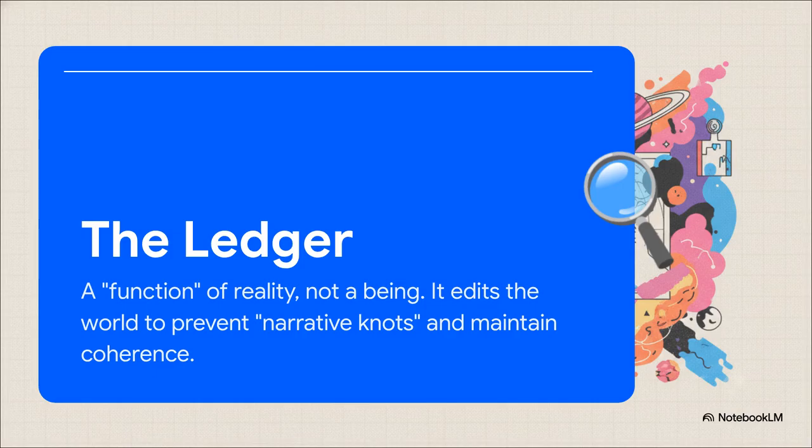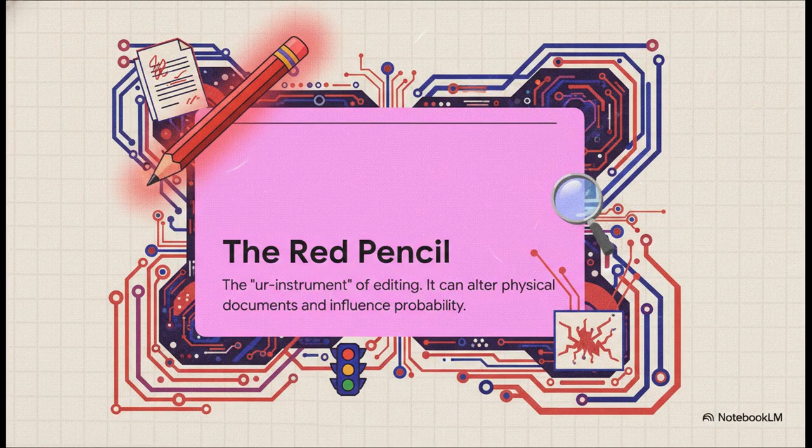And in this theory, the editor isn't some god, it's a system. It's called the ledger. The best way to think of it is like an operating system for the entire universe. And its prime directive? Coherence. Its whole job is to smooth out inconsistencies and tidy up messy plot lines that it calls narrative knots. The ledger's main tool is the red pencil. And no, this isn't just a metaphor.